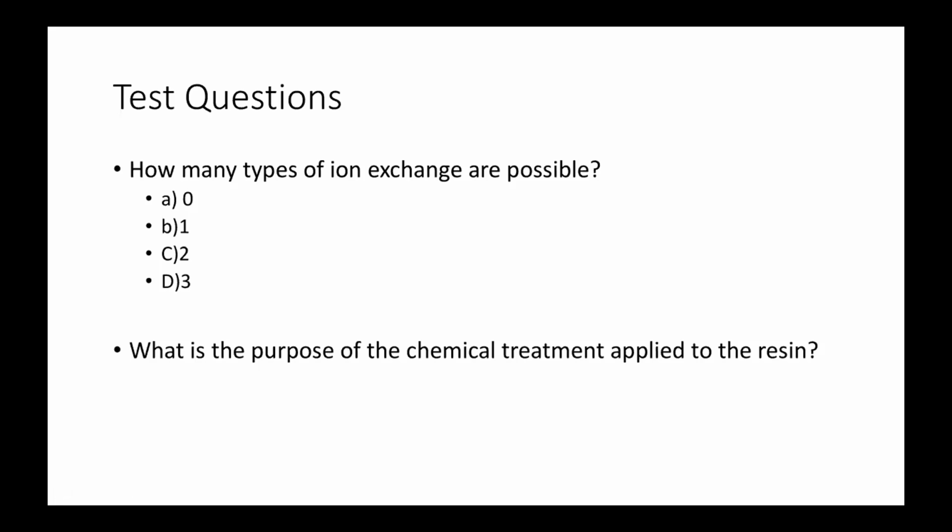How many types of ion exchange are possible? There are two types possible, anion and cation exchange. And what is the purpose of the chemical treatment applied to the resin? The chemical treatment is what inserts the functional groups into the resin that allows for the positive or negative charge to be present in the stationary phase.